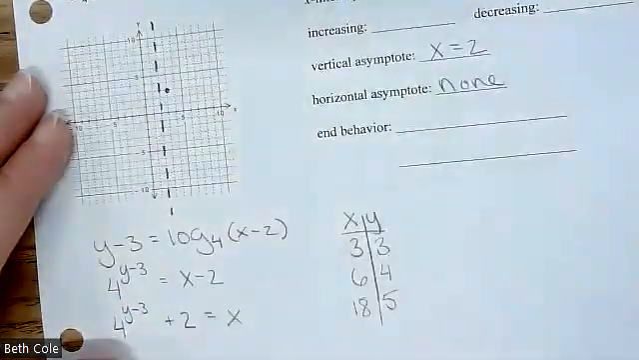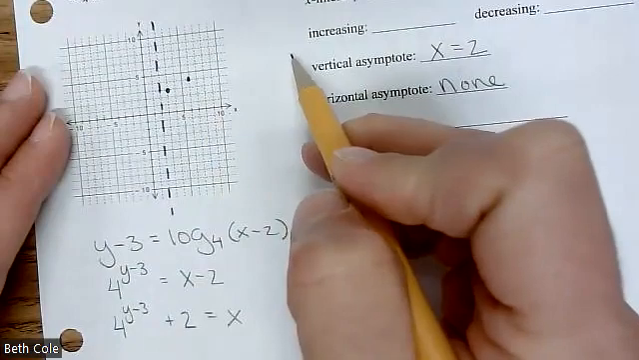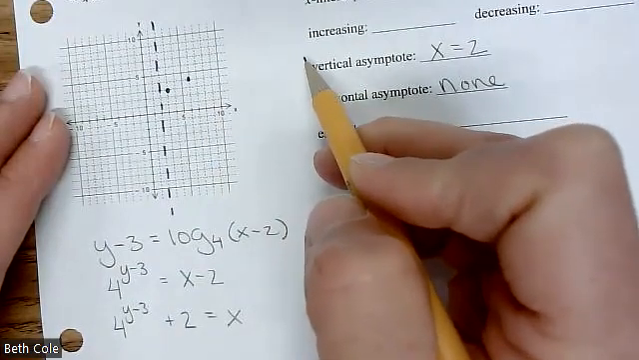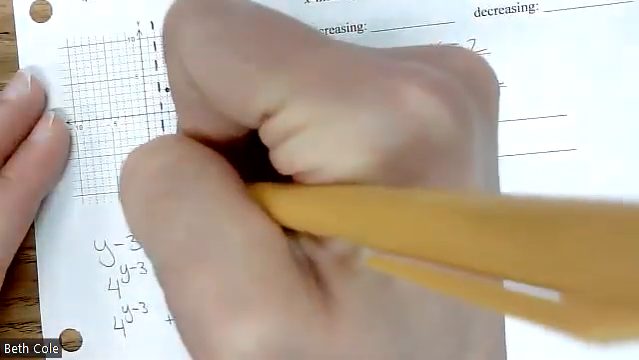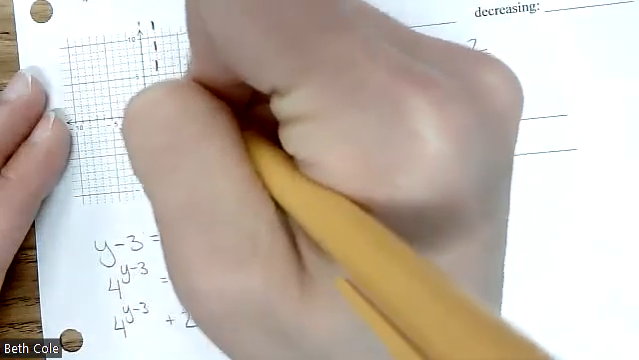So 3, 3, be right there. And trace. And then 6, 4. And then 18, 5 would be well over here. Do you get what I'm saying? Way off of the grid. Okay. But it's going to be a sideways swoop. It'll look something like this.